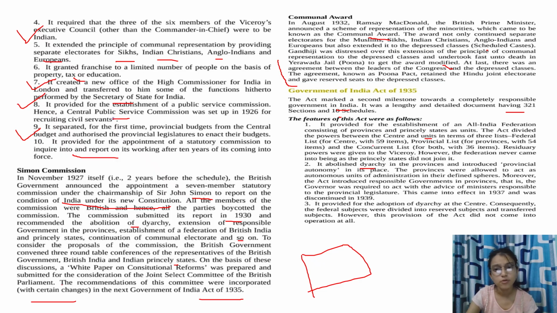Then it abolished dyarchy in the provinces. So, abolition of dyarchy was made. Indian provinces were given provincial autonomy in its place. The provinces were allowed to act autonomously in administration in the defined spheres. Moreover, the act introduced responsible governments in provinces. That is, the governor was required to act with the advice of ministers responsible to the provincial legislature. This came into effect in 1937 and was discontinued in 1939.